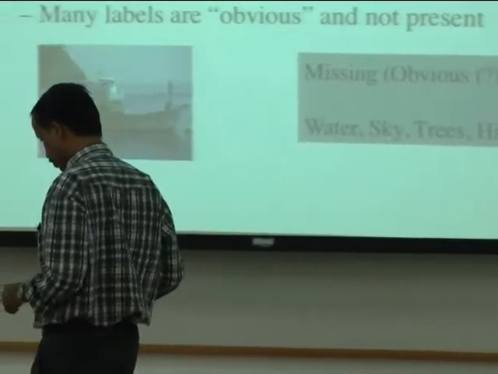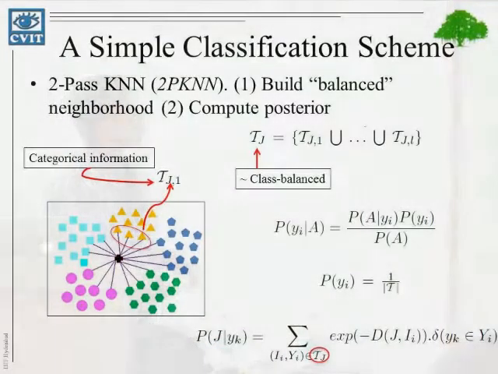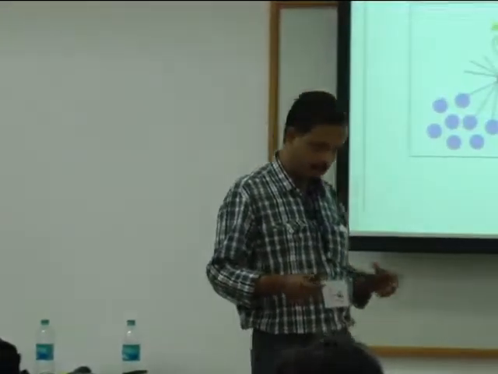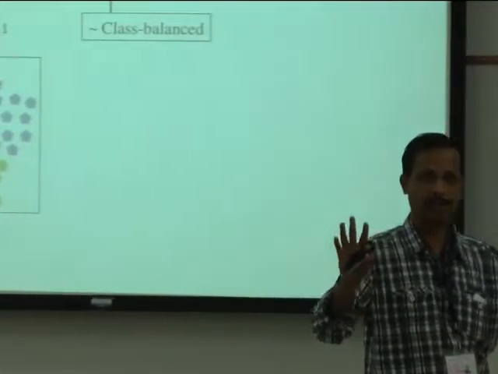So how do we address these two issues? Our solution is extremely simple. We formulate this problem in a nearest neighbor setting. The first step is, given an image or a sample, we look at its neighbors and build a subset of it which is reasonably balanced.